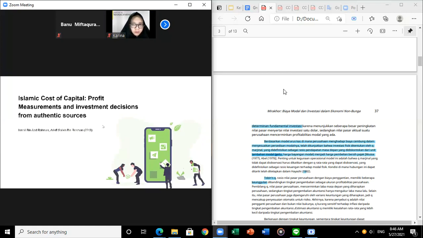So, in this opportunity, our group will present about Islamic cost of capital, profit measurement, and investment decision from authentic sources. This paper is written by Islamic bin Abdurrahman and Arif Saleh bin Rasman.